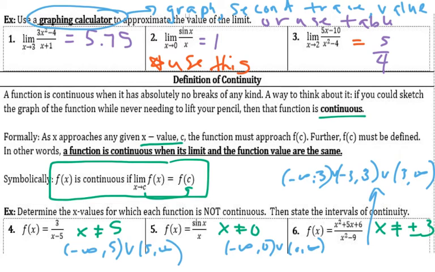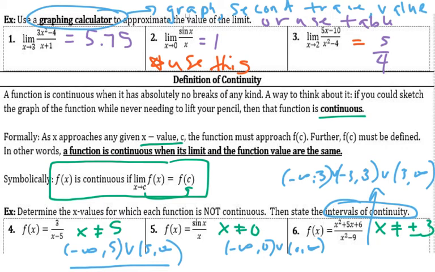So here on number 4, obviously x equals 5 would be a value where this is not continuous, because that would make the denominator of this function 0. So we're setting up the interval -infinity to 5, that U meaning the union of 5 to infinity. And it does specifically say to state the interval, so you should use interval notation.